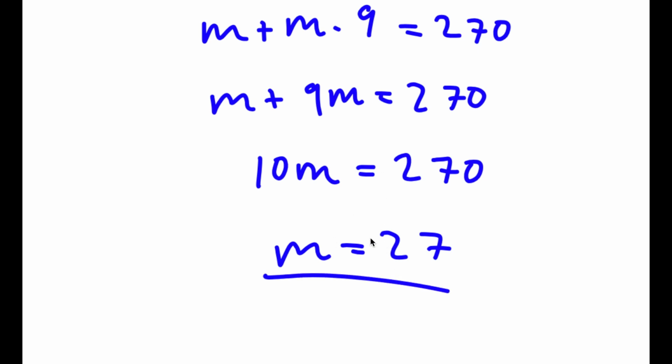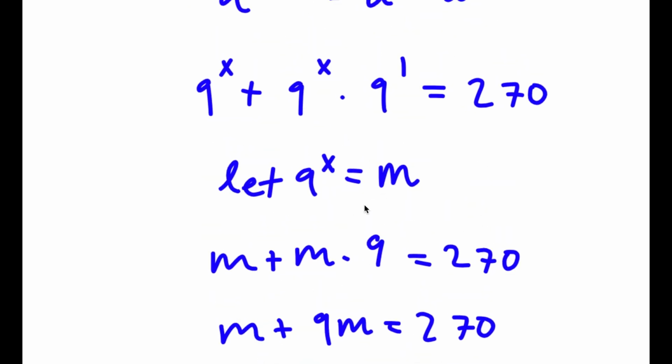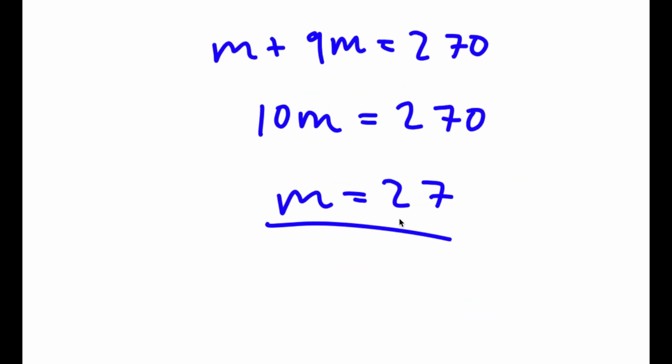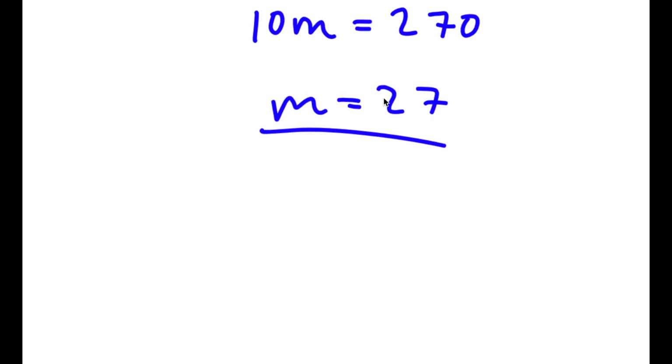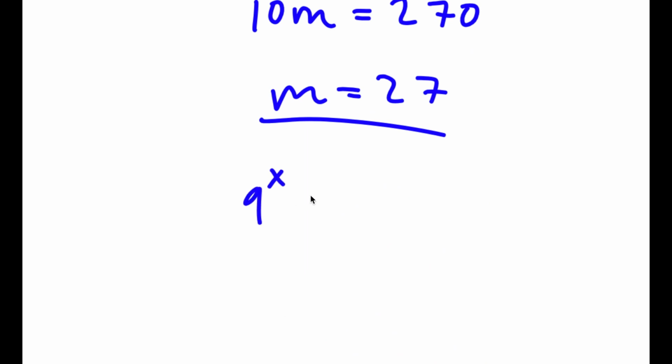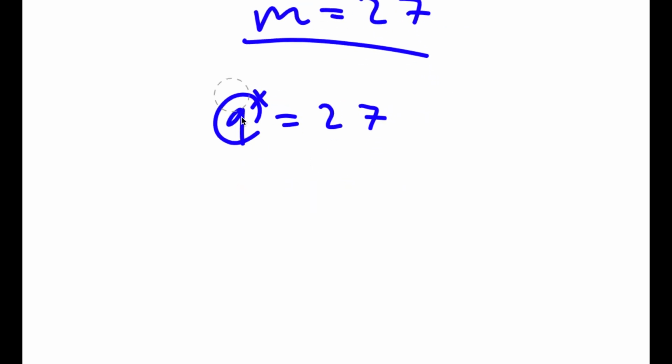So we got the value of m, but we're actually looking for the value of x. So if m is 9 to the power of x, then I get 9 to the power of x is equal to 27. So to solve this, I'm going to rewrite 9 here as 3 squared. So now I have 3 squared to the power of x is equal to 27. I'm going to rewrite 27 as 3 to the power of 3.